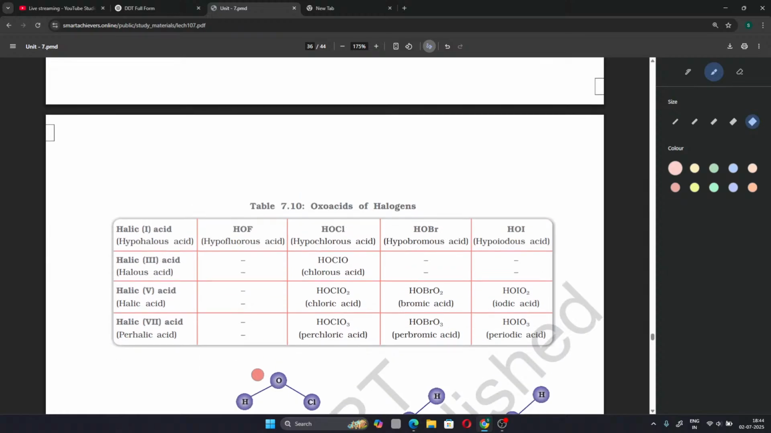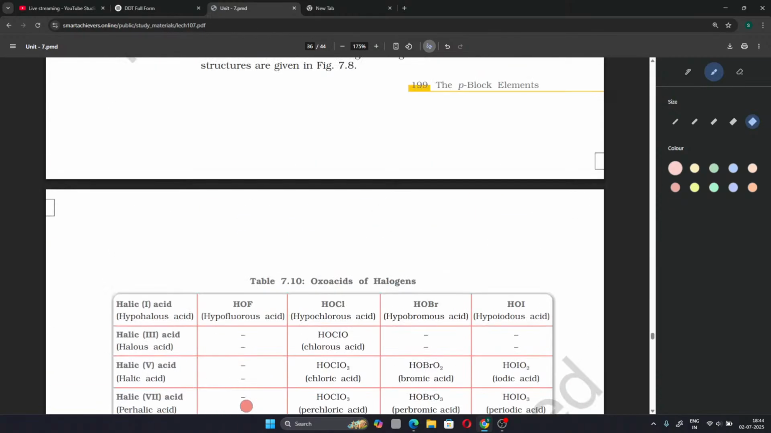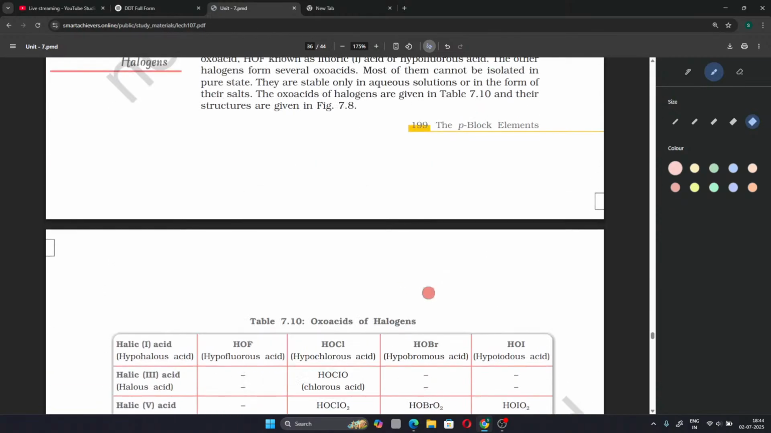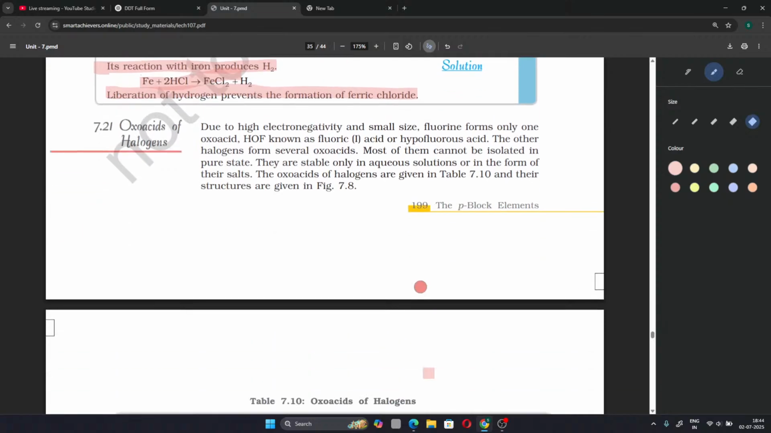And the next topic is oxoacids of halogens, which they gave only about half a page when compared to nitrogen, where it gave 3 or 4 pages. Oxoacids of halogens: due to high electronegativity and small size, fluorine forms only one oxoacid, HOF, known as fluoric acid or hypofluorous acid.